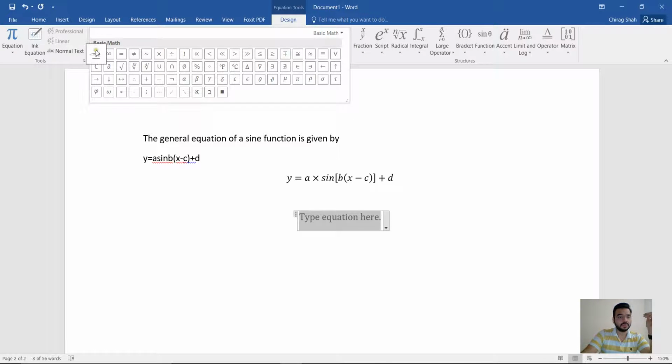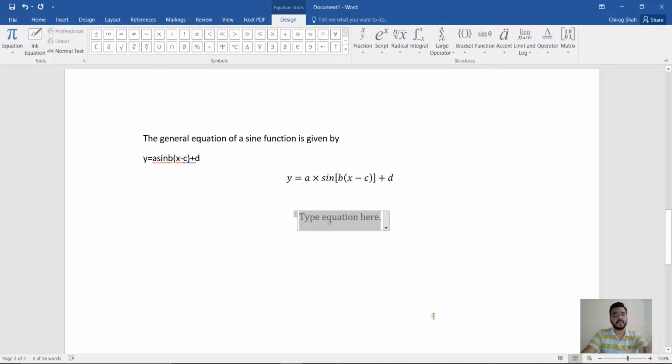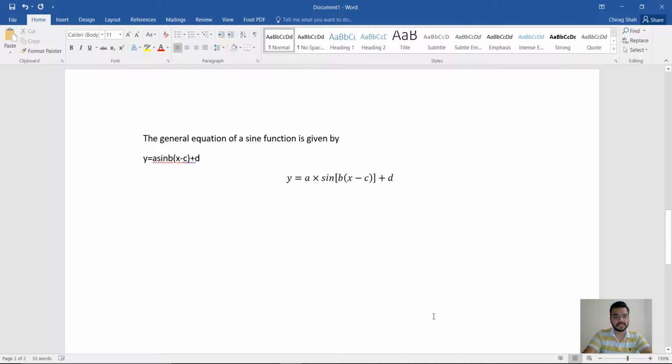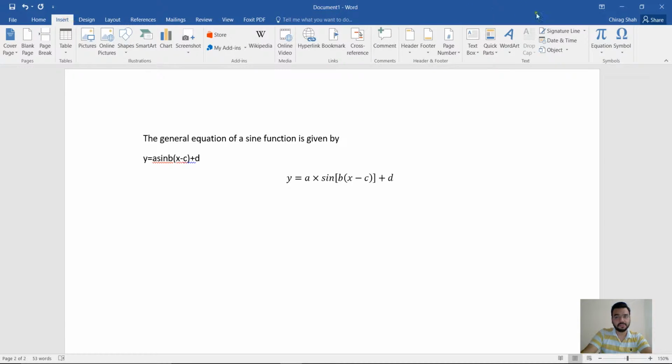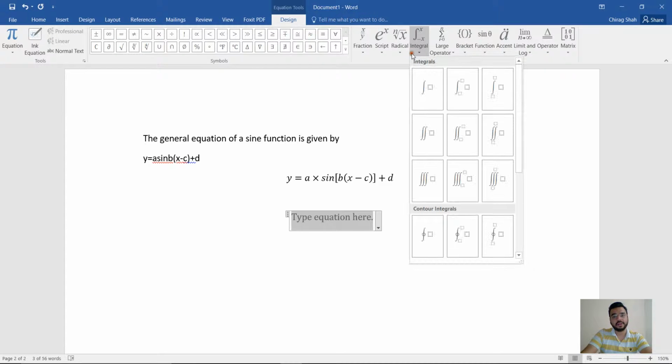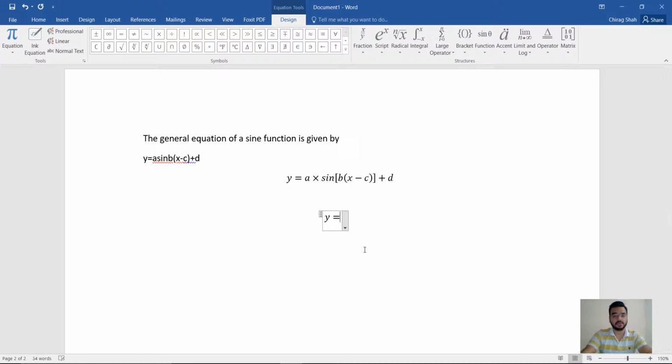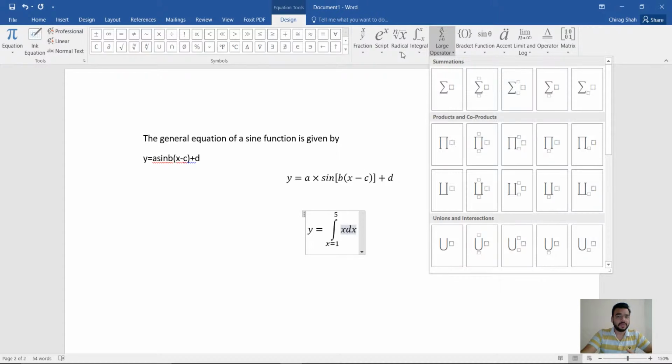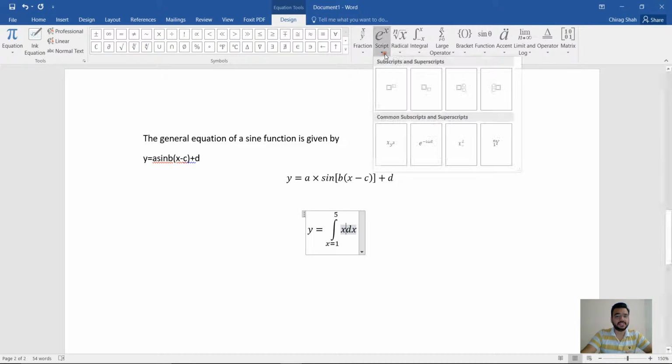I'll switch back to my basic math, and this is how you can type in the basic equations. There are options available to type in fractions, integrals, like let's say if I want to type in y is equal to integral x dx from x is equal to 1 to x is equal to 5. So this is how you can type in all the operators available over here. It's quite easy to understand.